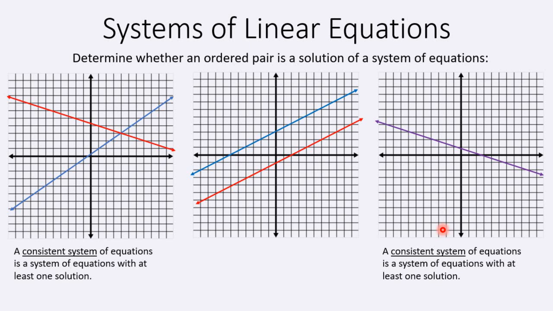On the other hand, if two linear equations have the same slope but different y-intercepts, then they are parallel lines and they'll never intersect each other. There will be no solution to this system of equations. This kind of system of equations is called an inconsistent system of equations.